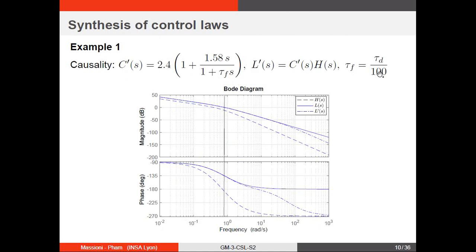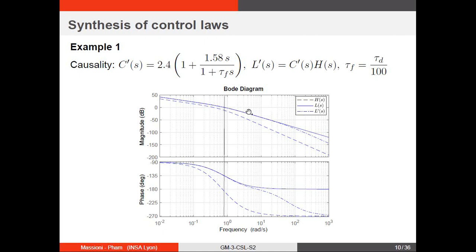Then, of course, the controller we've seen before is not causal because we have a pure derivator. So as we said, you can just add a denominator under the derivator like this, 1 plus tau f s. How to choose tau f? Well, just a simple rule of thumb: take something that is way smaller than tau d. So this will create a pole that is located way later than where the effect of your derivator is needed. So in this case you take tau f as 1/100 of tau d, and you see how this changes the loop transfer function.